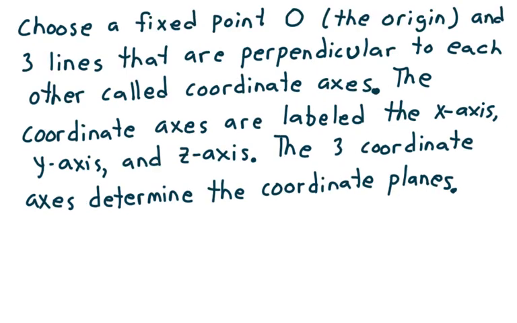Choose a fixed point O called the origin and three lines that are perpendicular to each other called coordinate axes. The coordinate axes are labeled the x-axis, y-axis, and z-axis. The three coordinate axes determine the coordinate planes, and I will talk about those coordinate planes shortly.